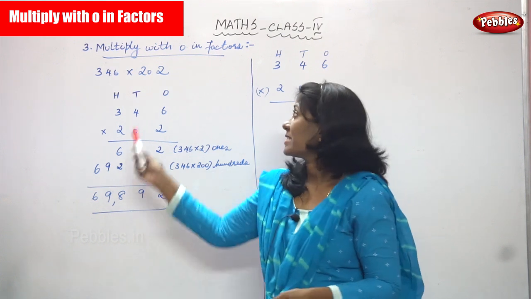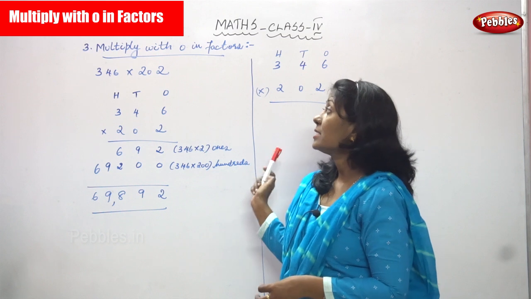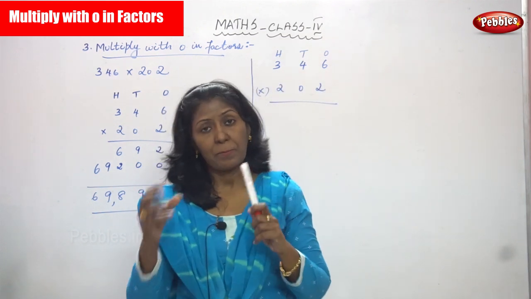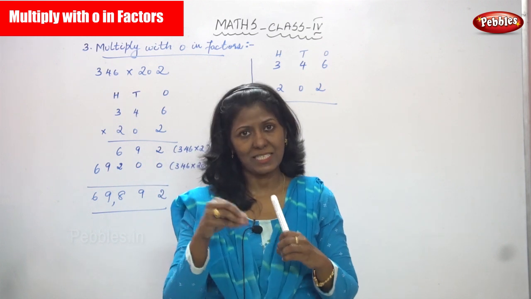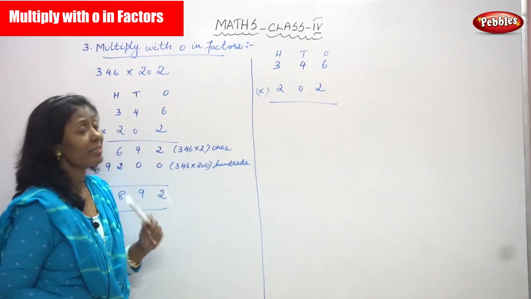Now we are going to see multiplying with 0 in factors. That means we are going to multiply numbers, but in between the numbers 0 is there. That is called, we can say, multiplying with 0 in factors.